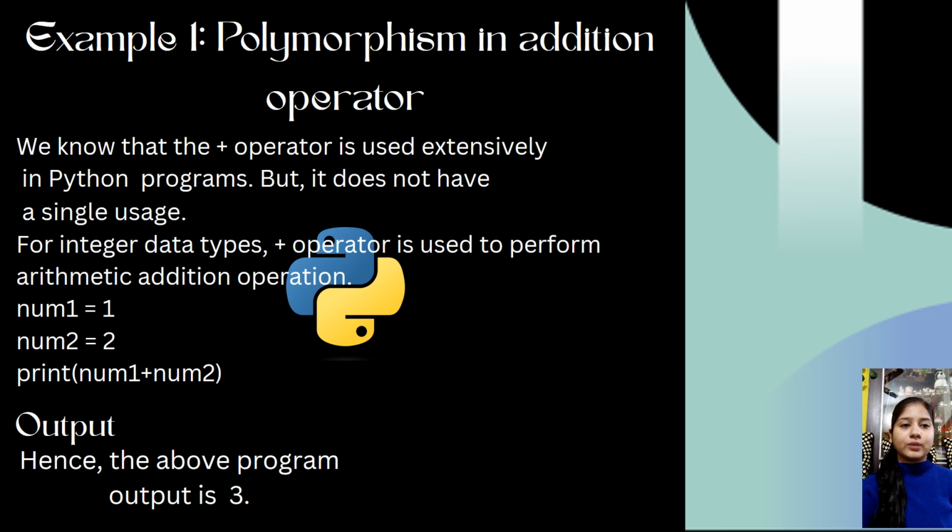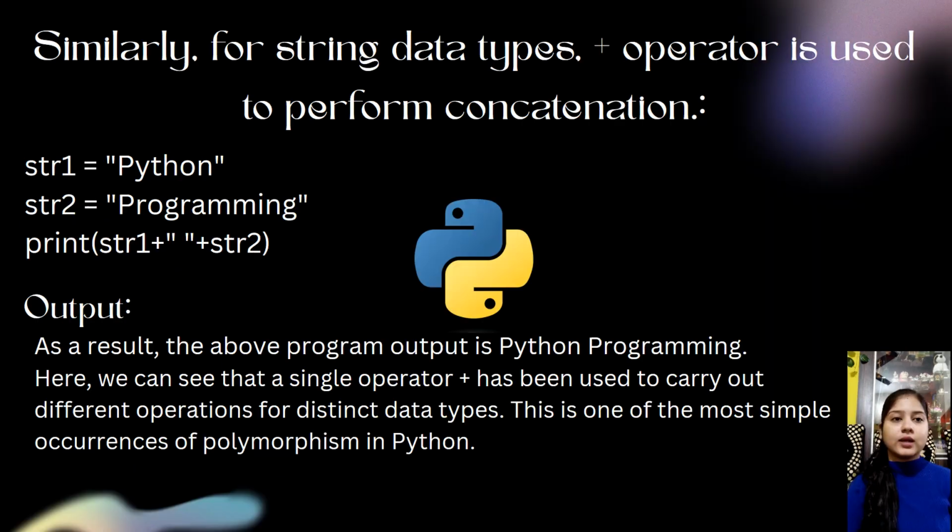We know that the plus operator is used extensively in Python programs, but it does not have a single usage. For integer data types, plus operator is used to perform arithmetic addition operation. If number1 = 1 and number2 = 2, then print(number1 + number2). Hence, the above program will give the output as 3.